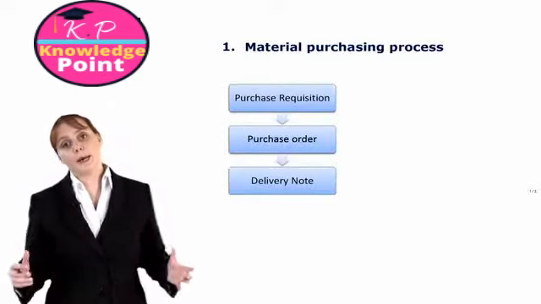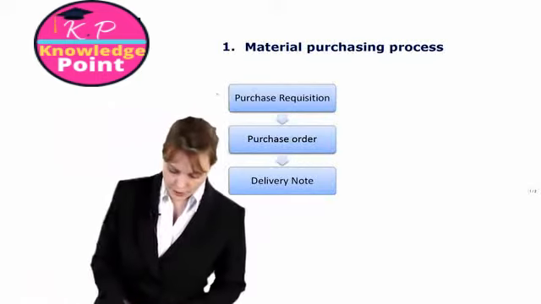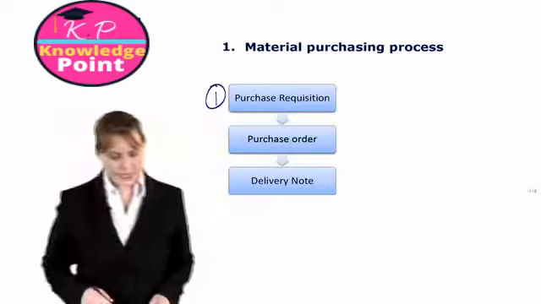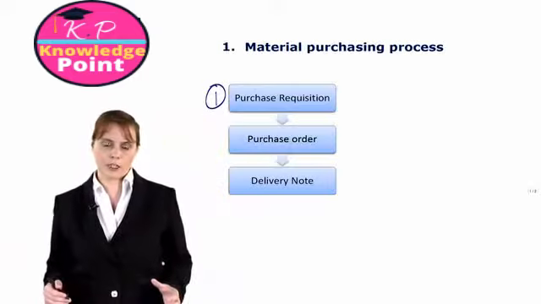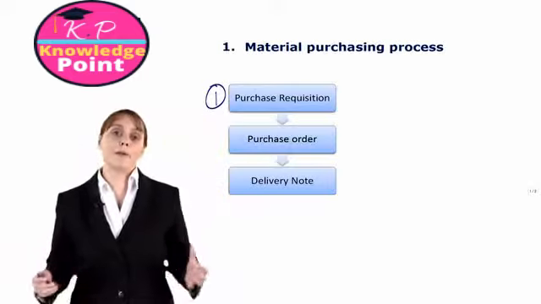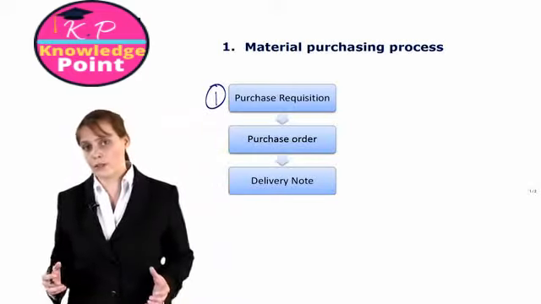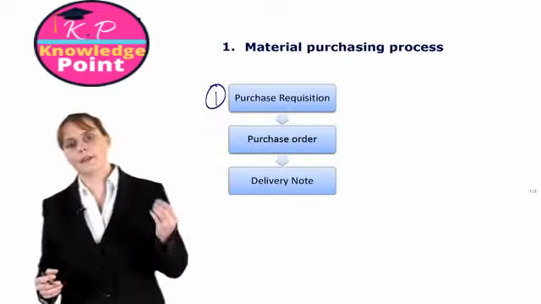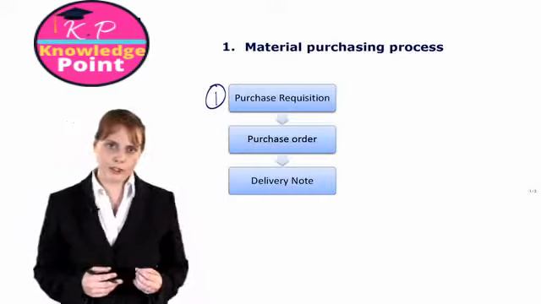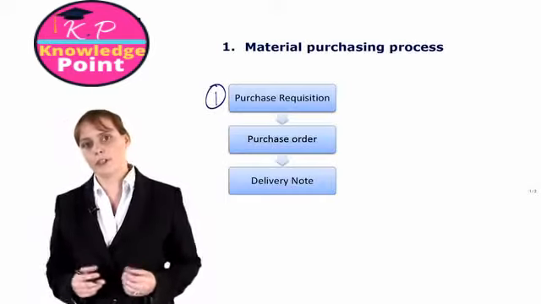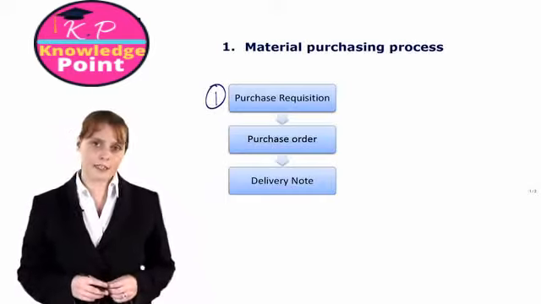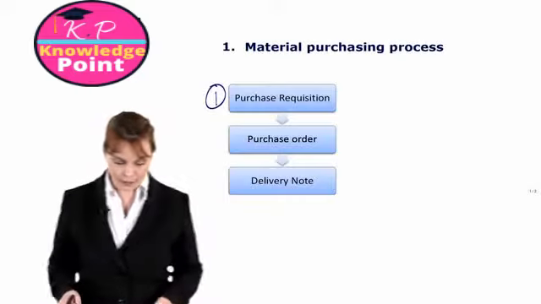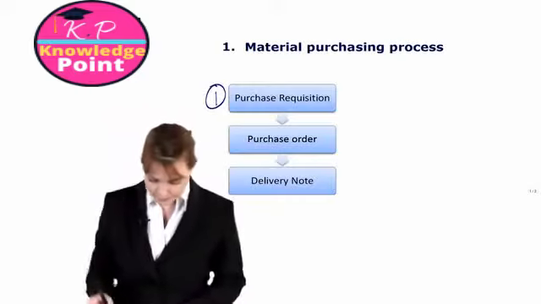So, the first step in our materials purchasing process is to raise a purchase requisition. So this would be raised by the manager of the warehouse or the stores department. When they see there is a need to order new materials, they will raise this purchase requisition and send it over to the purchasing department. So we'll just note that down.